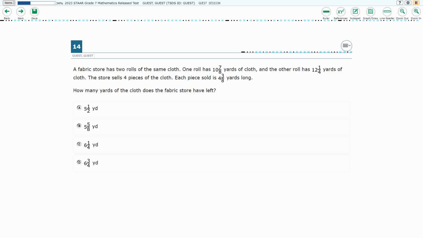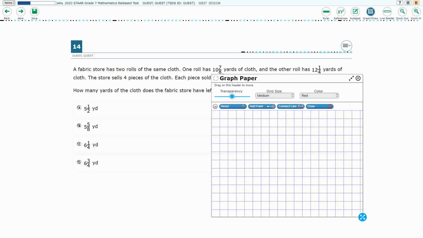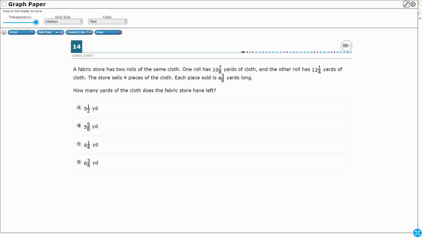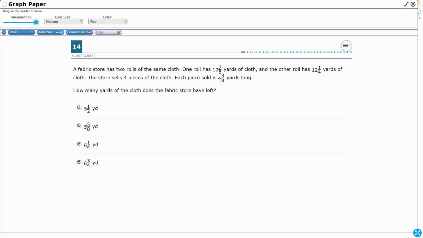Well, we're going to have to do a little bit of addition, a little bit of subtraction, and they're mixed numbers, and we need to find a common denominator. So let's draw a representation first. So I've got one roll. Okay, so I'm going to draw a roll right here.